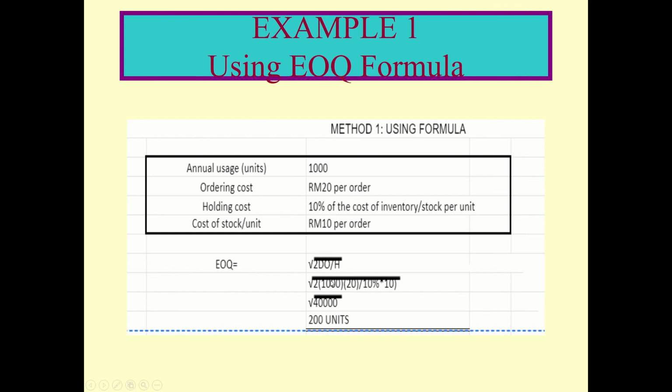Therefore, after you have entered all the values into the formula of EOQ, you will get the answer of square root of 40,000, right? So square root of 40,000 is actually equal to 200 units. So this 200 units is the economic order quantity.